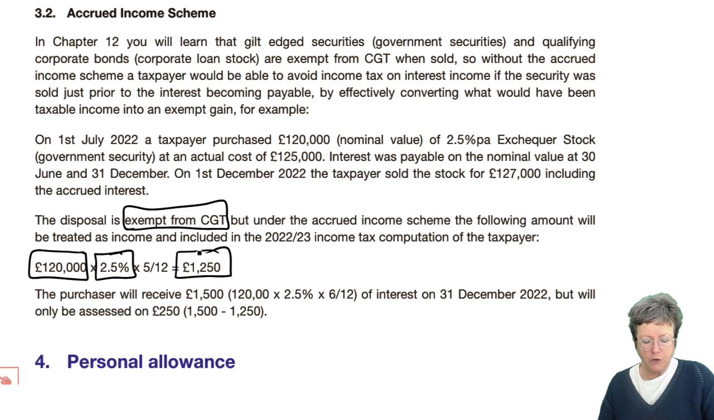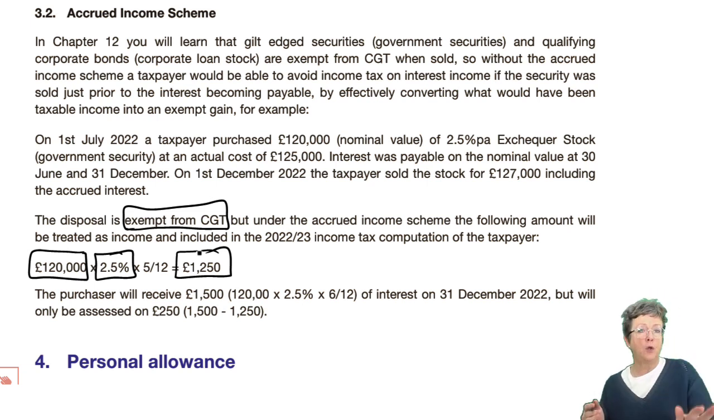Now the purchaser received £1,500 interest on the 31st of December, but will only pay tax on £250 because £1,250 is being assessed on the person who sold them. Doesn't come up very often. Something you need to be aware of.